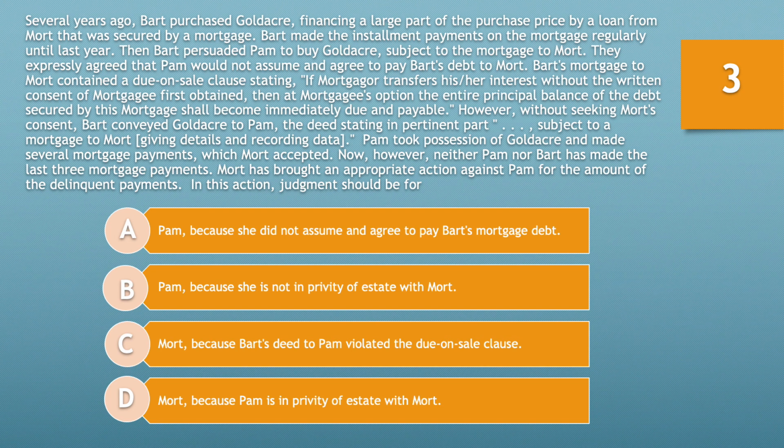Now, however, neither Pam nor Bart has made the last 3 mortgage payments. Mort has brought an appropriate action against Pam for the amount of the delinquent payments. In this action, judgment should be for A, Pam because she did not assume and agree to pay Bart's mortgage debt. B, Pam because she is not in privity of estate with Mort. C, Mort because Bart's deed to Pam violated the due-on-sale clause. Or D, Mort because Pam is in privity of estate with Mort. You have 10 seconds to choose the best option.